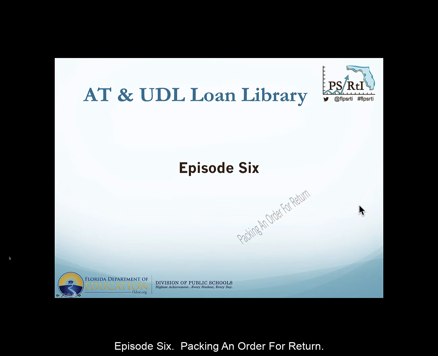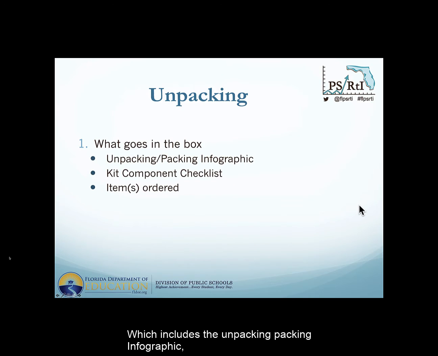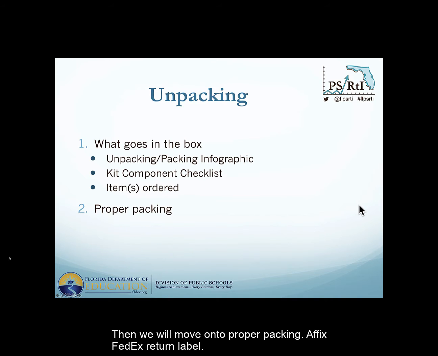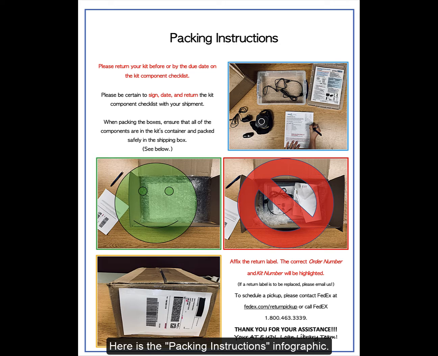Episode 6, Packing an Order for Return. In this episode, we will cover what goes in the box, which includes the unpacking, packing infographic, the kit component checklist, and the items ordered. Then we will move on to proper packing, a fixed FedEx return label, and wrap up with schedule a pickup. Here is the packing instructions infographic.